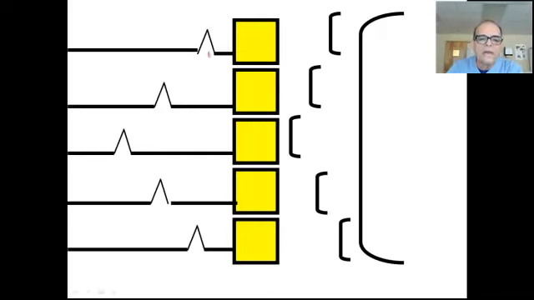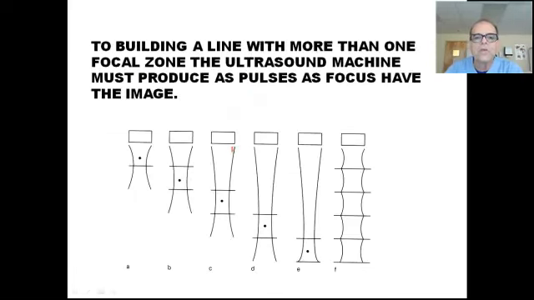You can see how they work. They change the focal areas when they change the delays. Different delays of electricity to the crystals produce different focal areas. But one pulse only has one focal area, so how can the machine produce a picture with 5 focal areas? Because the machine, to produce one line, uses as many pulses as the number of focus it has.